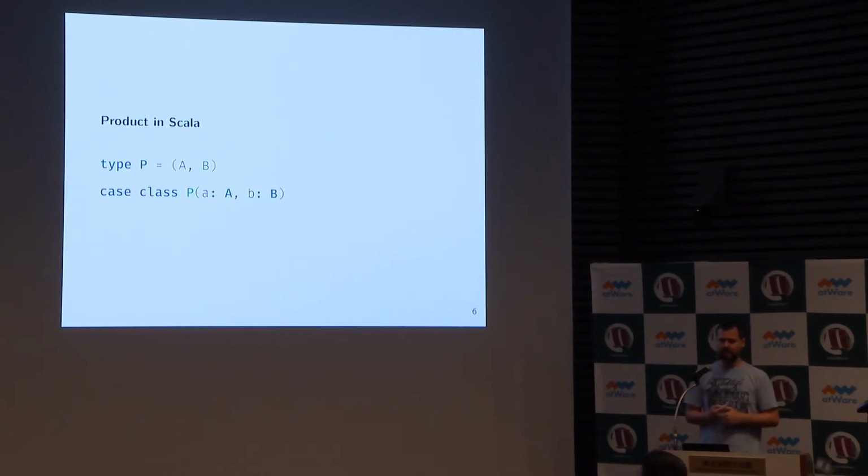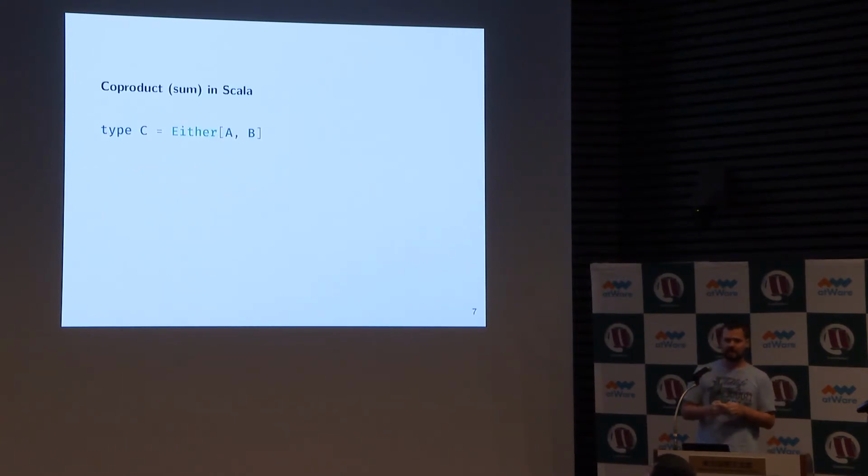Another possibility in Scala is a case class. A case class itself is a product. The difference between a tuple and a case class is that a case class has a name, and it also names the fields inside the case class itself. As you can see, in order to have a product, no matter how I create it, I need to provide both types A and B. I cannot have P without B.